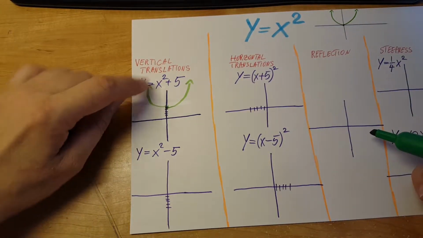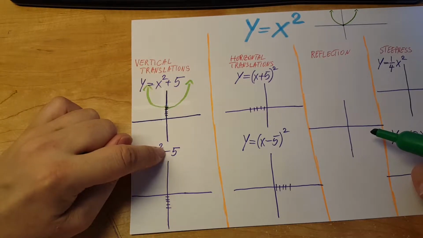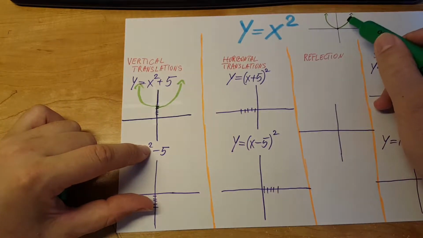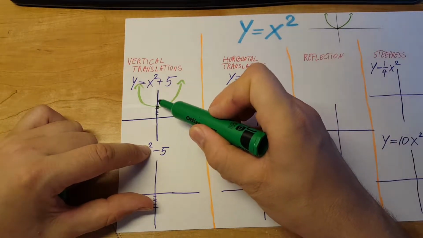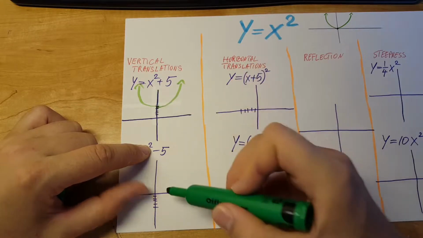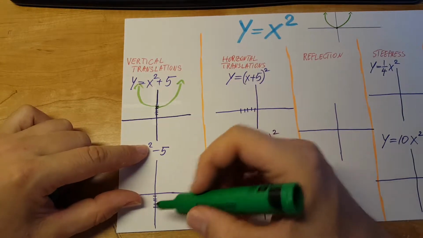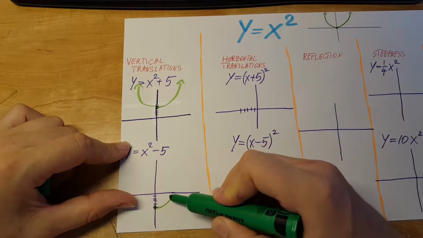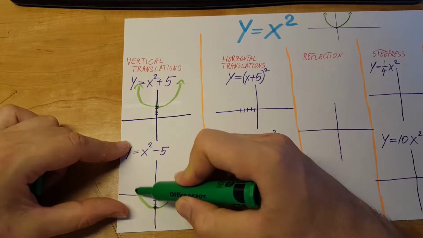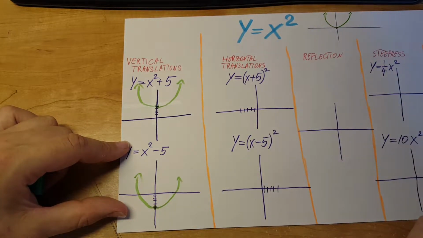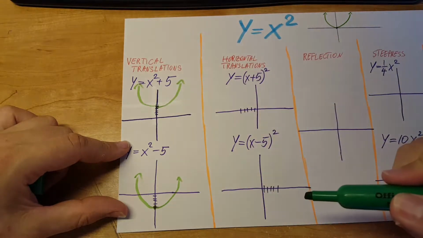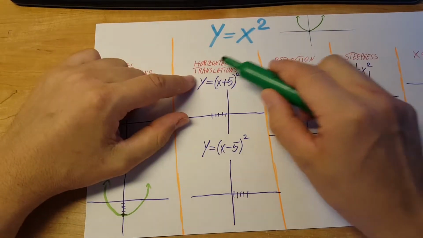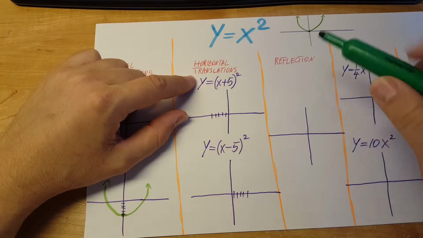Okay, now instead of plus 5, if we add a negative 5, again we're gonna have the same shape parabola, but this time instead of going up 5 on the y-axis, we're gonna go down 5 on the y-axis. So our vertex will be over here, and we're gonna draw the parabola from here. There you go. And these are vertical translations. It moves up, moves down. Okay, let's take a look at the horizontal translations.